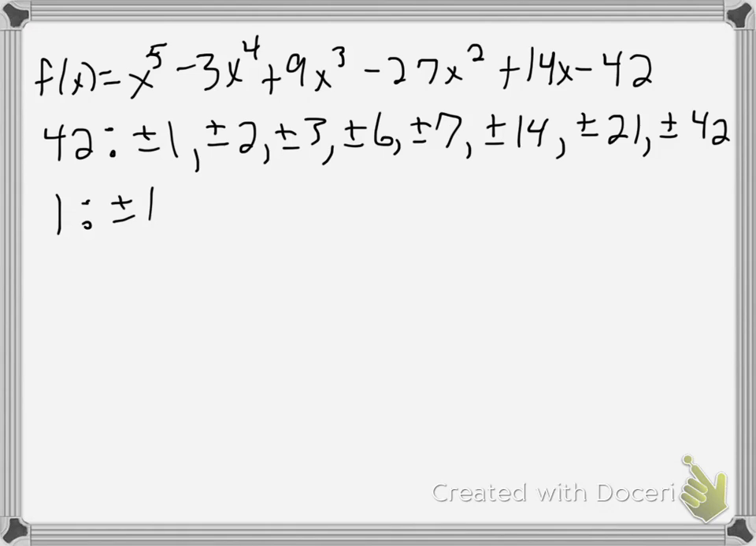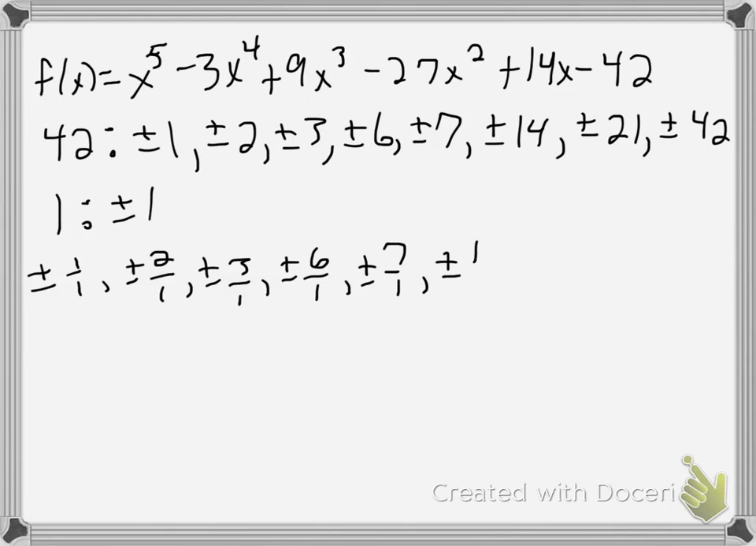So I'm going to put all my factors of my constant term over my factor of my leading coefficient. Plus or minus 1 over 1, plus or minus 2 over 1, plus or minus 3 over 1, plus or minus 6 over 1, plus or minus 7 over 1, plus or minus 14 over 1, 21 over 1, and 42 over 1. So I need to start testing all of these using synthetic division.